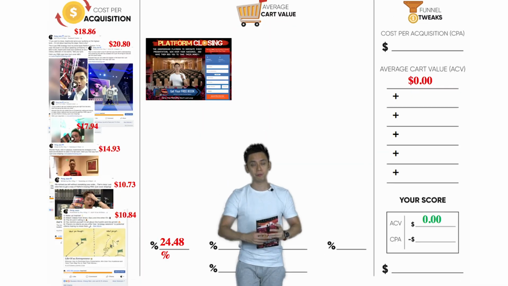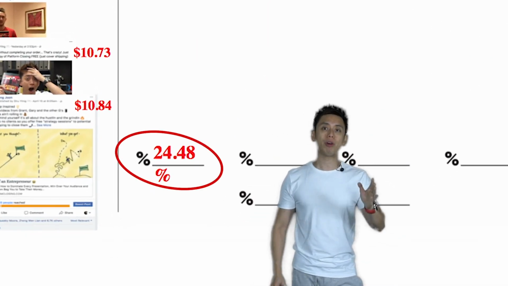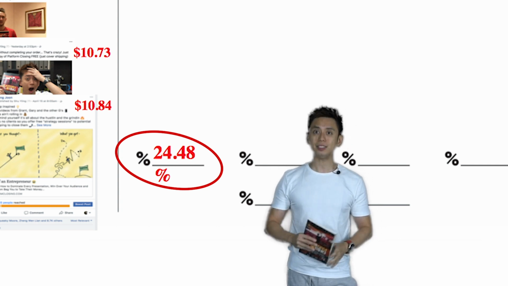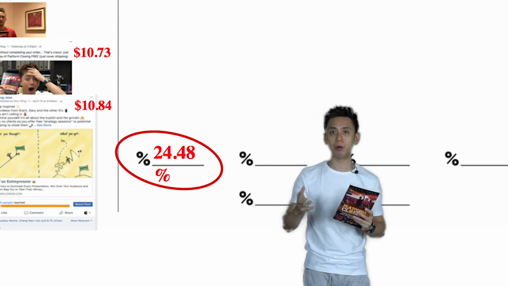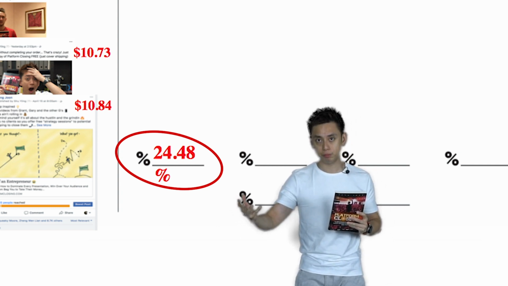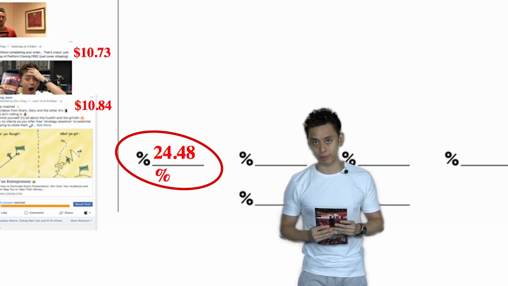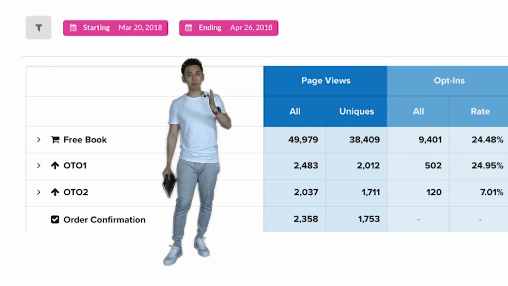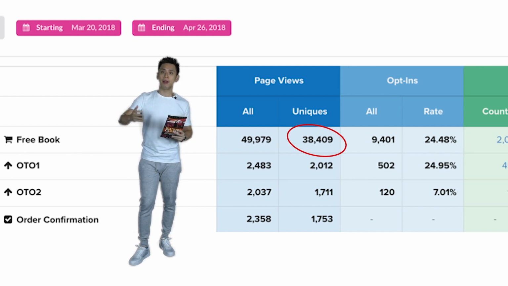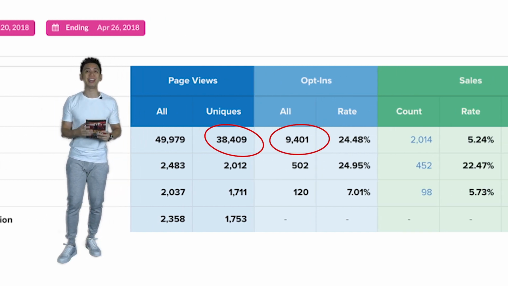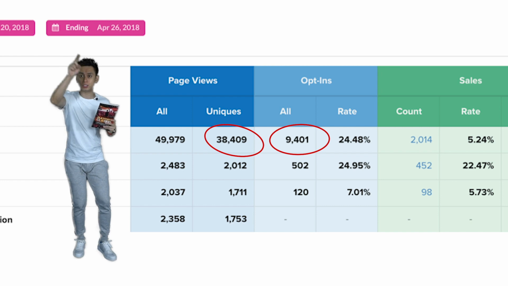On this page, 24.48% of people take me up on this offer. Now, how do I know this number? I know this number because the platform, the software which I use, and I'll talk more about that, tells me that number. They tell me that 38,409 people have visited this page, of which 9,401 people gave me their name and email. Okay, so this is step number one.